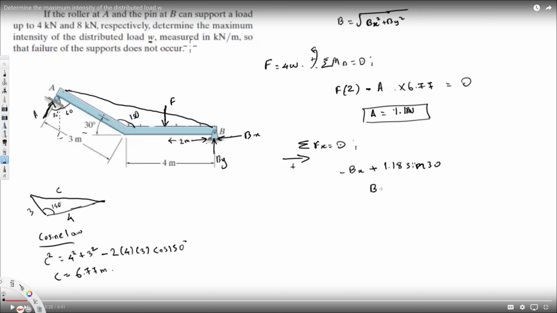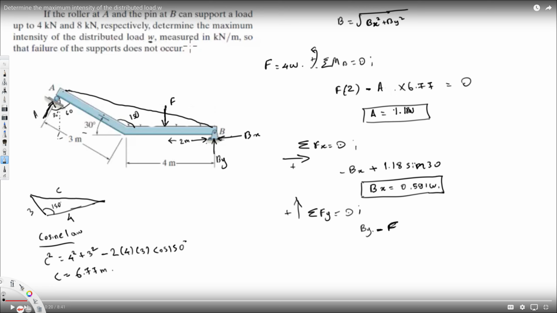and I will get Bx is equal to 0.591 W. So this is the answer for Bx. Then I can take a vertical component to find By. So sigma Fy is equal to 0 in statics, and if I take opposite positive and then solve for this one, this is going to be positive By. Then we also have F acting downside, so we have to put minus F.